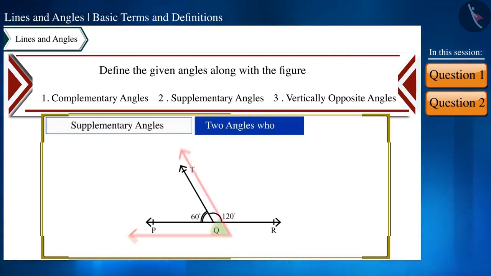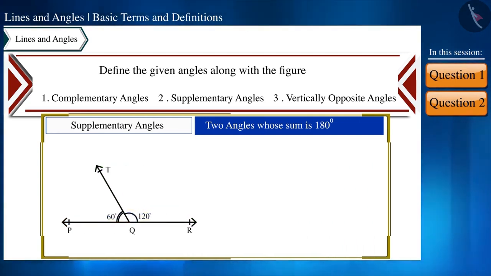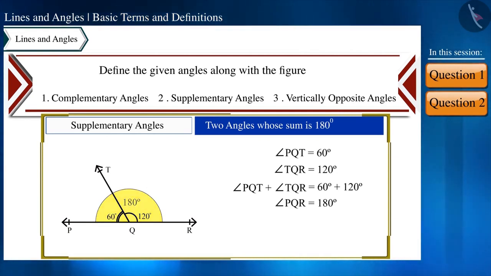Now let's see the definition of supplementary angles. If we obtain the sum of two angles as 180 degrees, then we call such angles supplementary angles. Look at the figure. In angle PQR, the measure of angle PQT is 60 degrees and the measure of angle TQR is 120 degrees. On adding the two, we get 180 degrees, so we can say that angle PQT and angle TQR are supplementary angles.